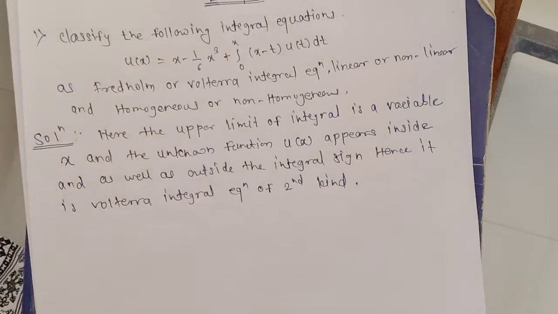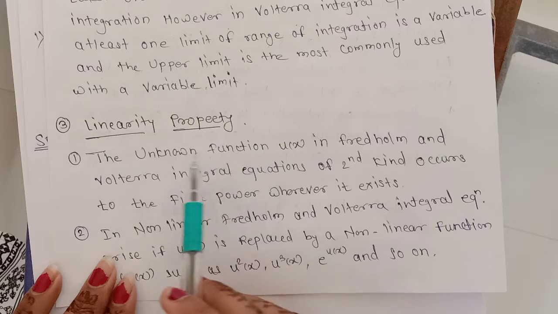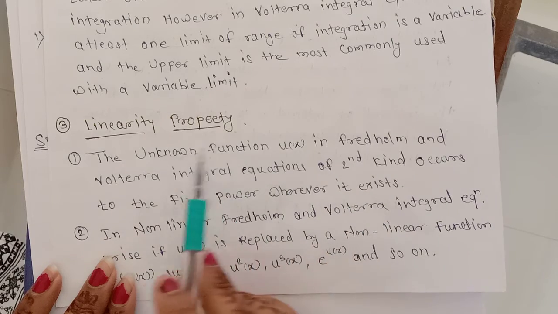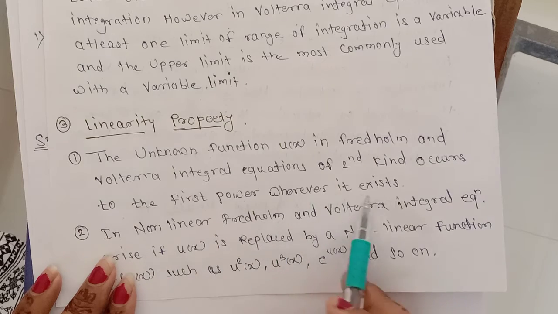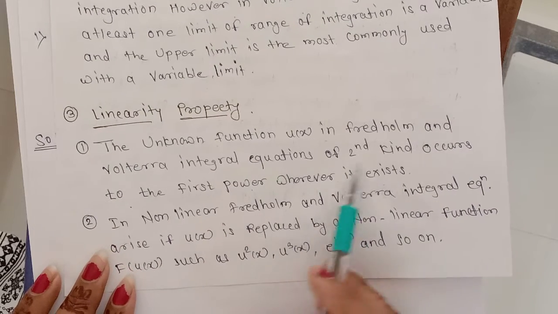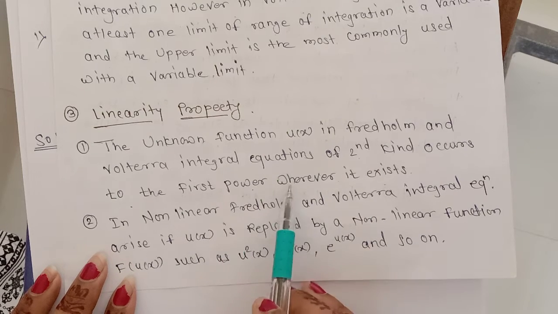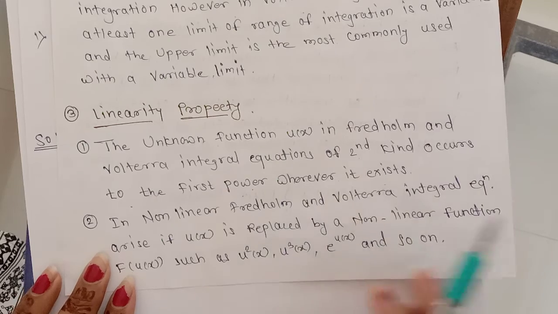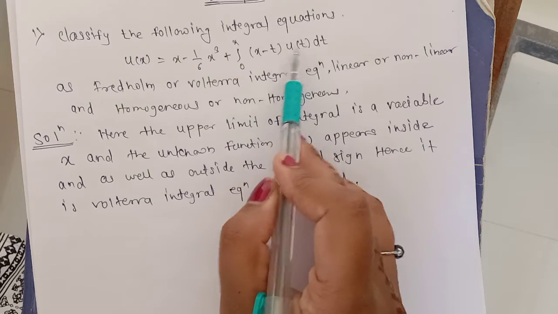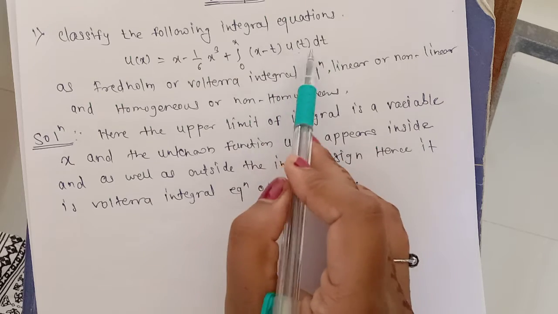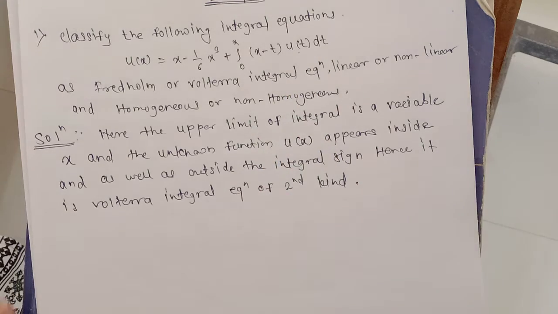For the linearity property, we have the remark: the equation is linear when the unknown function u of x in the Fredholm-Volterra integral equation of the second kind occurs to the first power wherever it exists. This is the linearity property. When the unknown function appears only with the first power, then this type of equation is a linear equation. So look at our integral equation. Here the unknown function u of t, which is inside the integral sign, appears with the first power. It has no power other than 1.